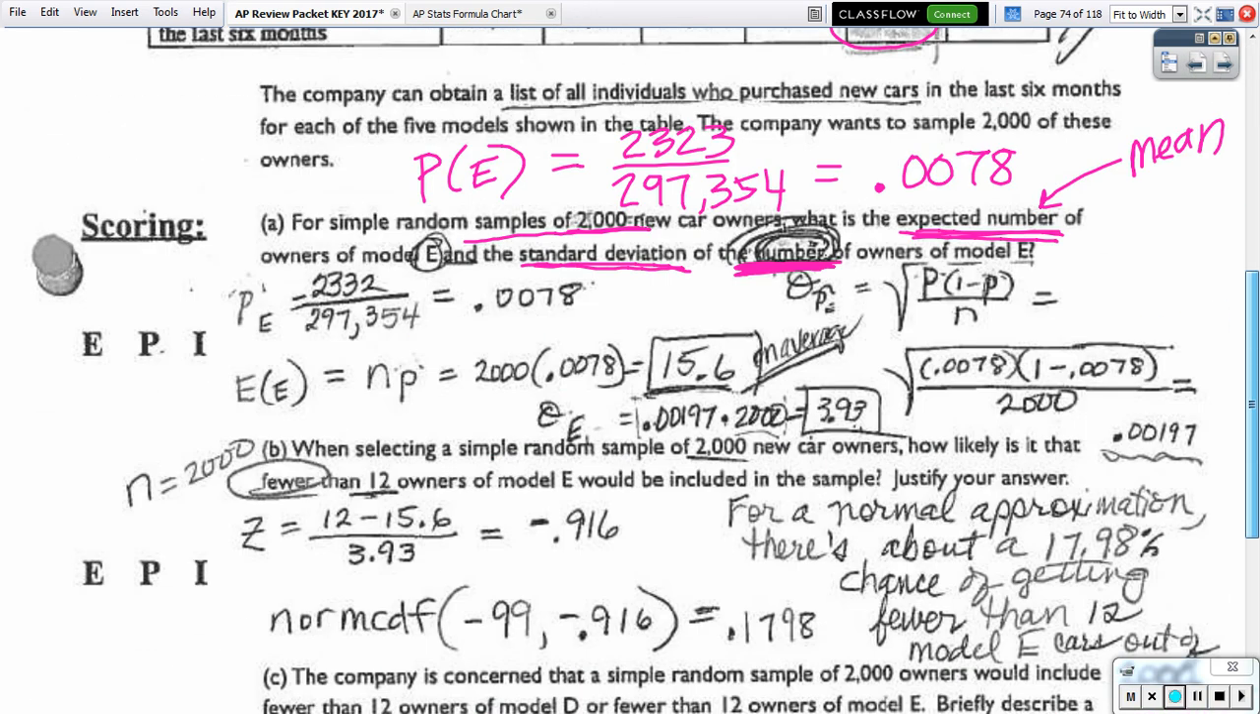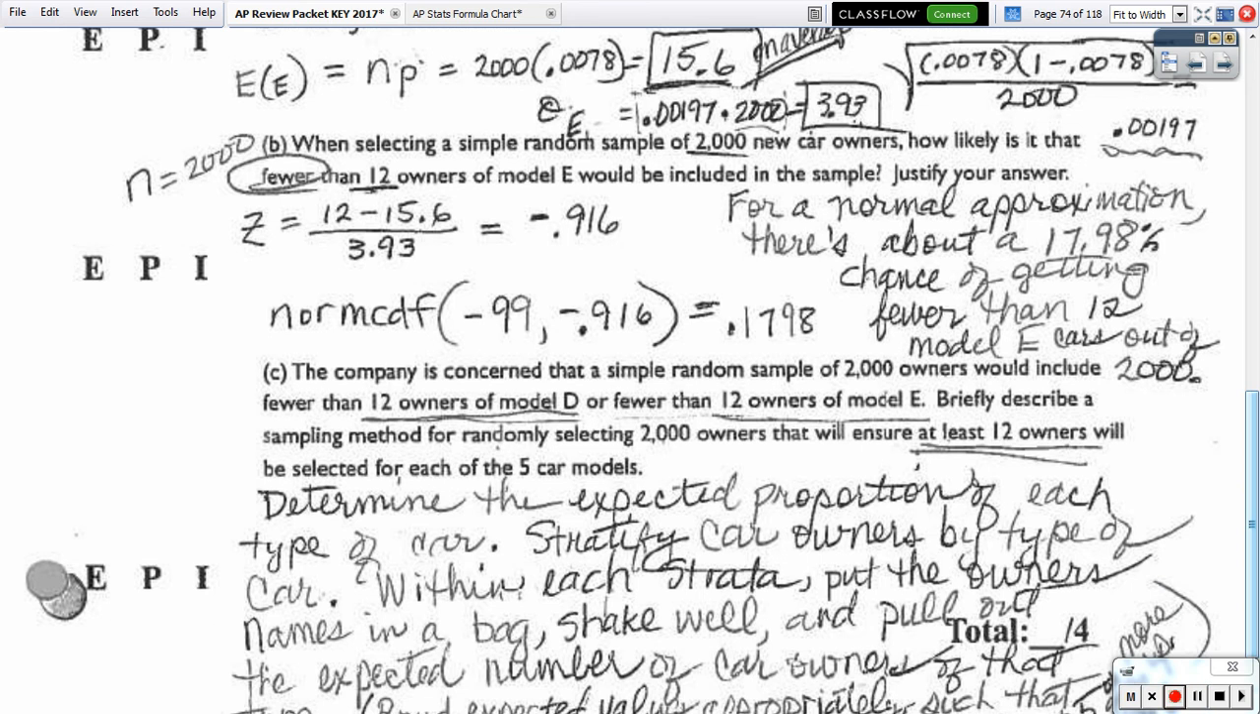Okay, part B. Part B now says, when selecting a simple random sample of 2,000, how likely is it that fewer than 12 owners? Okay, so you can do this one of two ways. You can do this with the normal approximation. So fewer than 12. So I did a z-score where 12 is my x, and then there's my mean and my standard deviation from before.